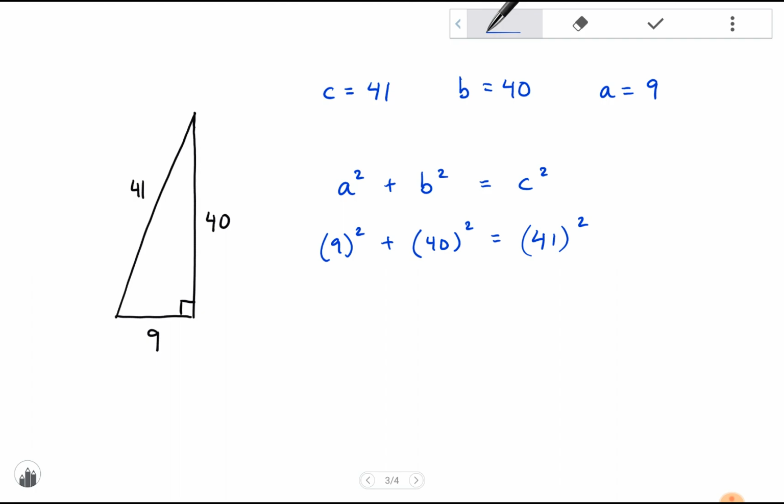Okay, so now we have to work these out. So A squared, that's 9 squared, we have 81, plus 40 squared, that's 1,600, 4 squared and then 2 zeros. 41 squared, you might have to use your calculator. If we do, it's 1,681. So this side, if we add them together, we get 1,681, so that is indeed, since they're equal, that means this equation holds true, Pythagorean theorem holds true, so this must be a right-angled triangle.